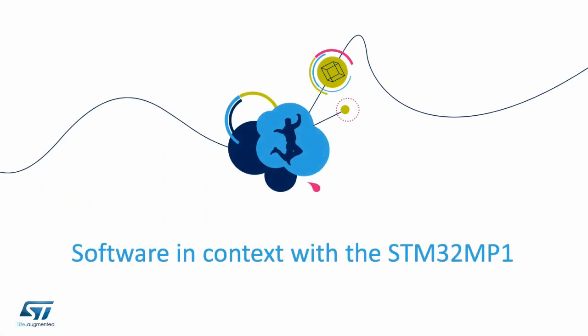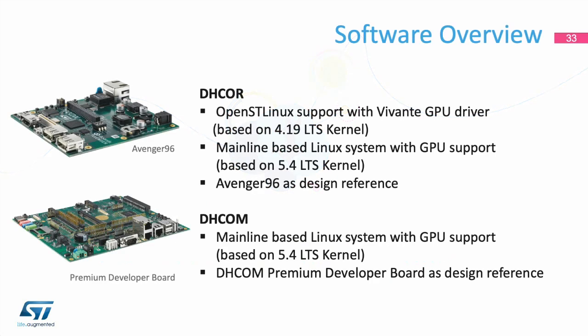Now let's come to the software part. On this slide, you find an overview about the reference designs where the board support packages are based on. For the DH core STM32MP1, we have our Avenger board. For this, we offer two Linux versions, one based on OpenST Linux and the second mainline-based Linux version. It is very important to know that we can support the GPU with both available Linux versions.